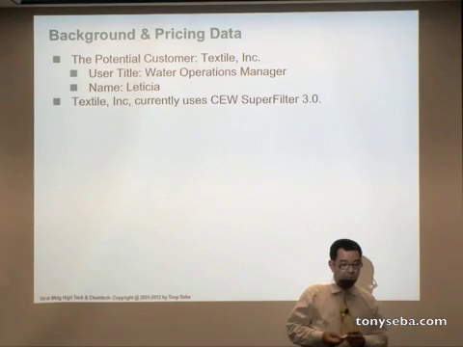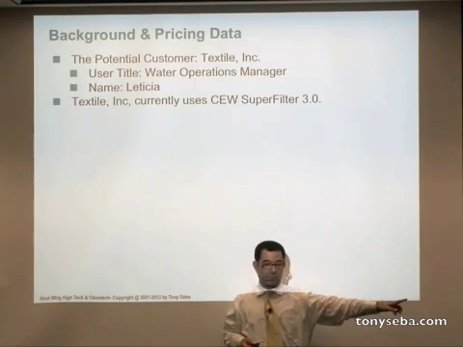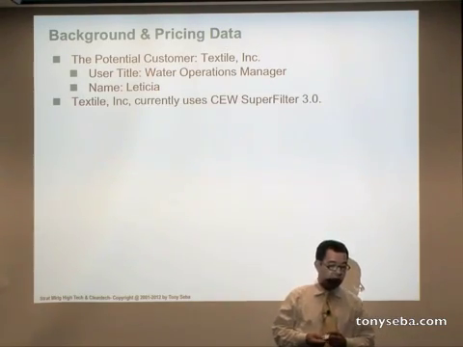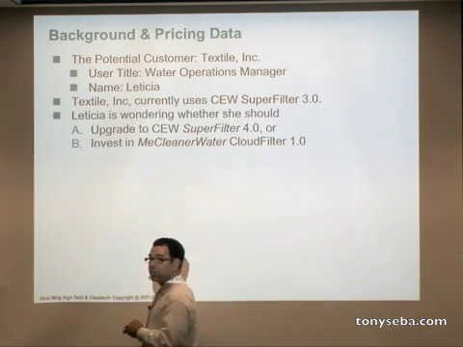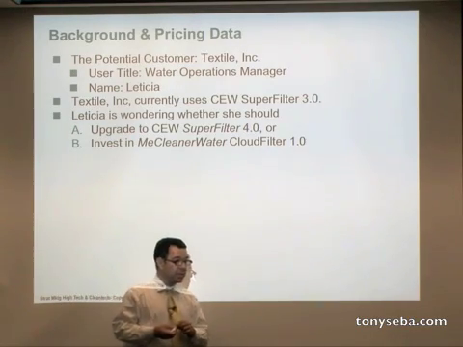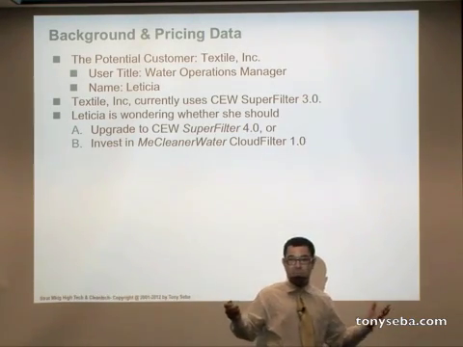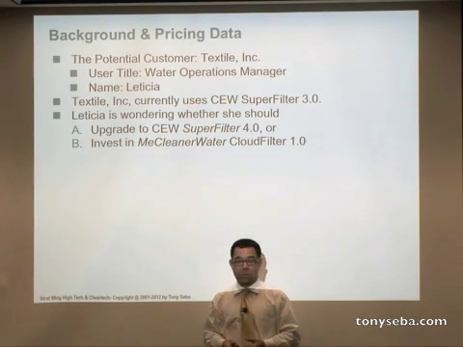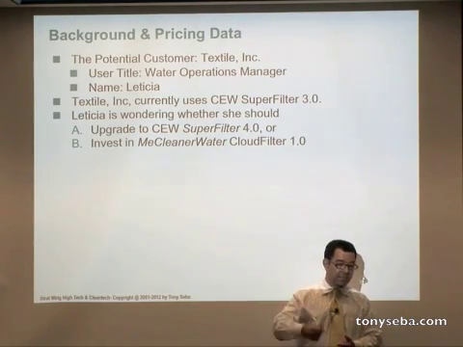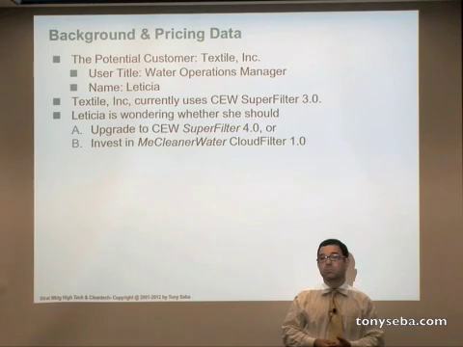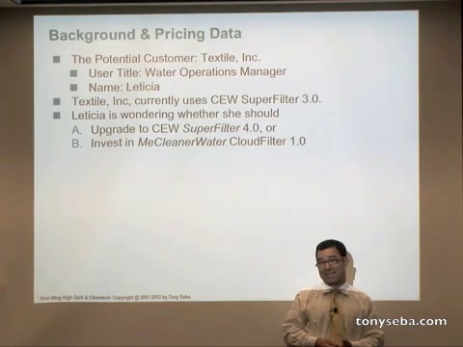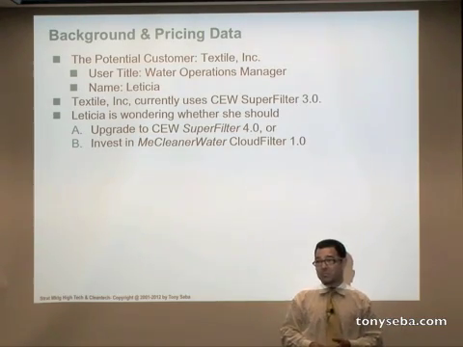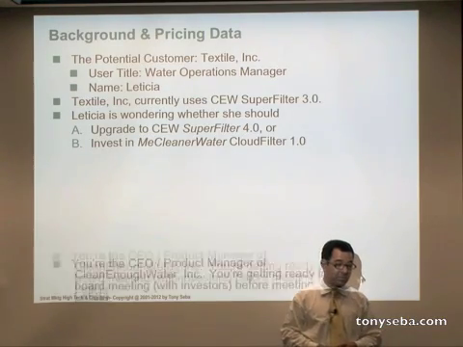Textile Inc. currently uses the competitor's Clean Enough Water product called Superfilter 3.0. And Leticia is wondering whether she should upgrade to Superfilter 4.0, which would be the normal thing, or invest in Me Cleaner Water 1.0. What is the riskier thing for her? Yeah, this new startup company. That's the risky thing for her.